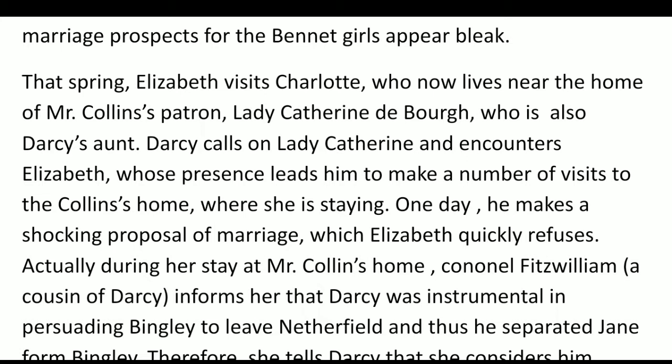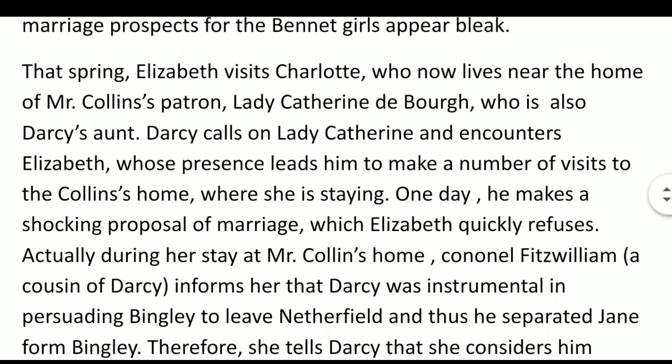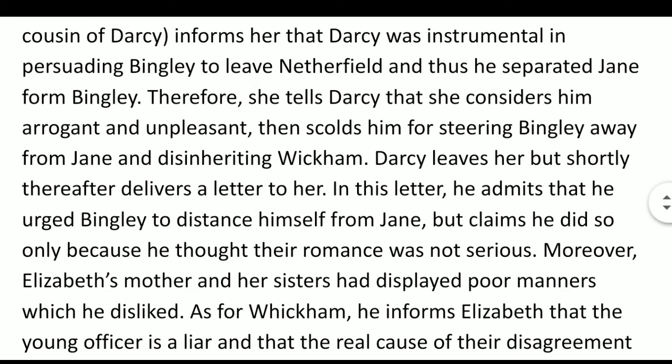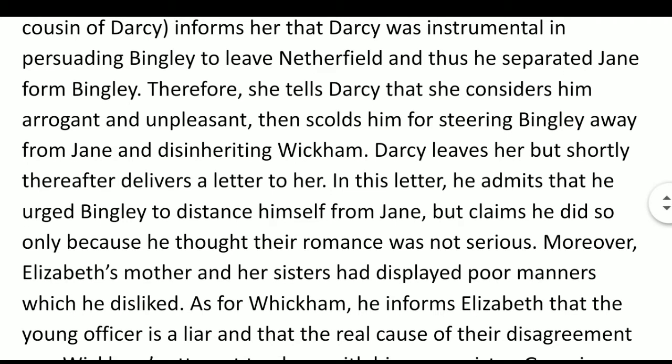One day he makes a shocking proposal of marriage, which Elizabeth quickly refuses. Actually, during her stay at Mr. Collins' home, Colonel Fitzwilliam, a cousin of Darcy, informed her that Darcy was instrumental in persuading Bingley to leave Netherfield, and thus he separated Jane from Bingley. Therefore, she tells Darcy that she considers him arrogant and unpleasant, then scolds him for steering Bingley away from Jane and disinheriting Wickham.